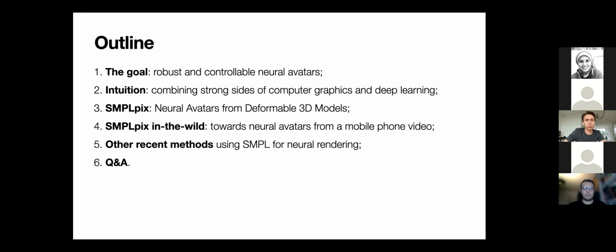More specifically, this means the following outline. We will start by discussing our goal of robust and controllable neural avatars. Why would we need that? Then I will give some intuition about the state of things in computer graphics and deep learning. Then I will discuss SMPLpix, the model that we propose for creating neural avatars based on SMPL and SMPL-X models. I will also discuss some of the latest developments in the code we released that will allow you to get a neural avatar of yourself, for example, from just a phone video.